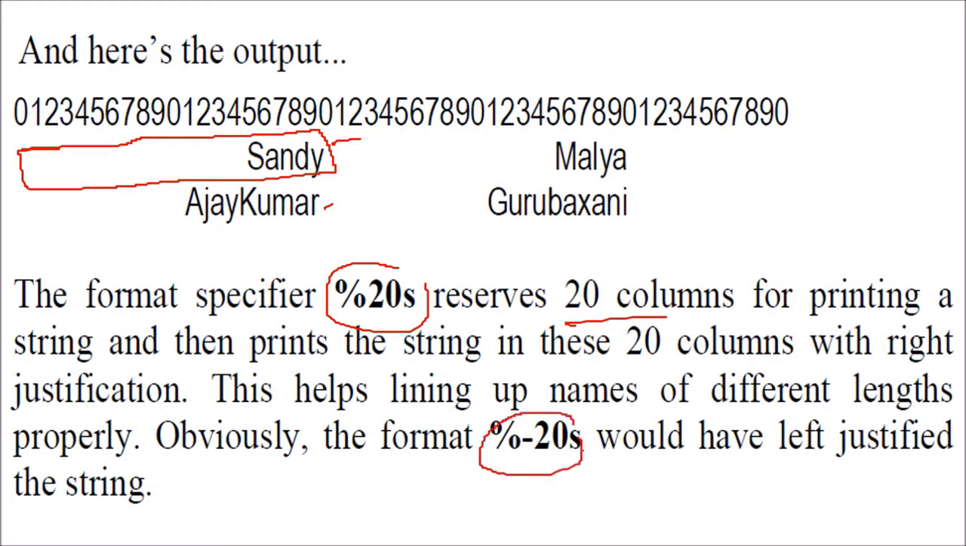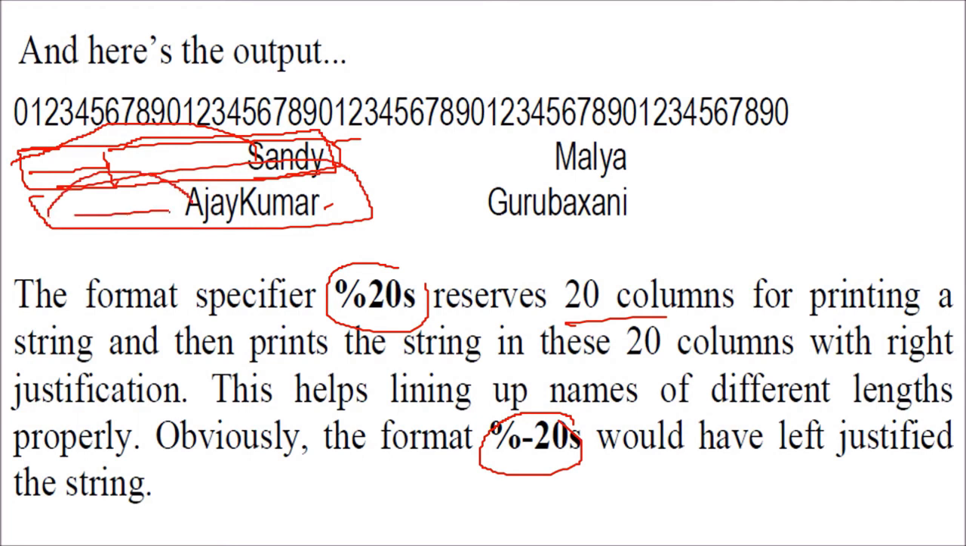If you do %-20s, this S will start from here, and this will be Sandy, and then the rest of the reserved area will be filled with blanks. Similarly is the case with Ajay Kumar. A will start from here till R reaches here, and then we have a blank.